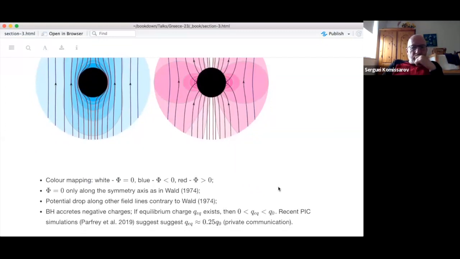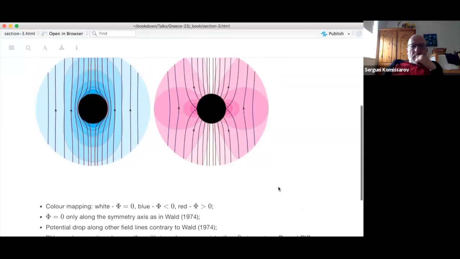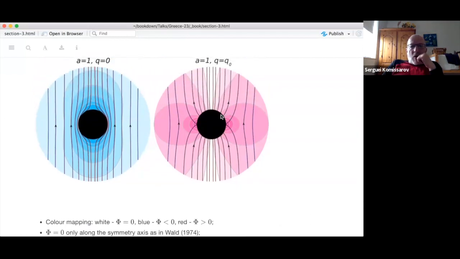Also, the potential drop along the field lines which go to the black hole is now different, as you can see. So now the positive charges, instead of being pulled onto the black hole, will be pushed away by this potential. Yeah, so the potential increases towards the black hole. And the negative charges will be pulled towards the black hole.